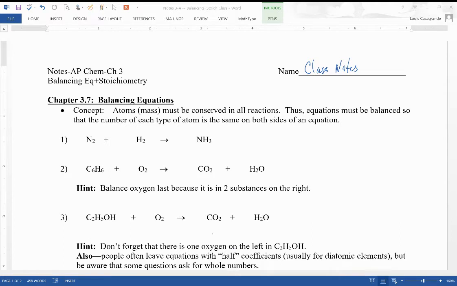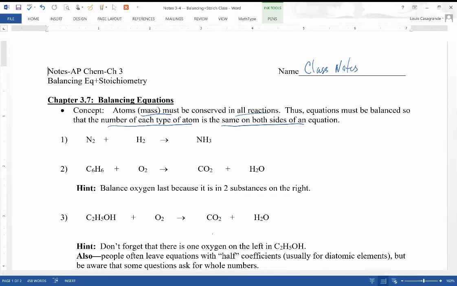So, in order to get to stoichiometry, we have to talk about balancing equations first. And as you remember from first year chemistry, the reason for balancing equations is that the concept is that the mass must be conserved in all reactions. Conservation of mass is a very important concept. So we're going to balance equations so that we have the same number of each type of atom on both sides of an equation. And that's what we're going to be aiming for.